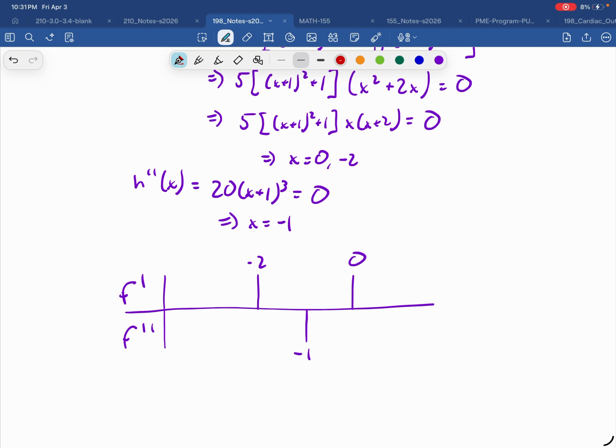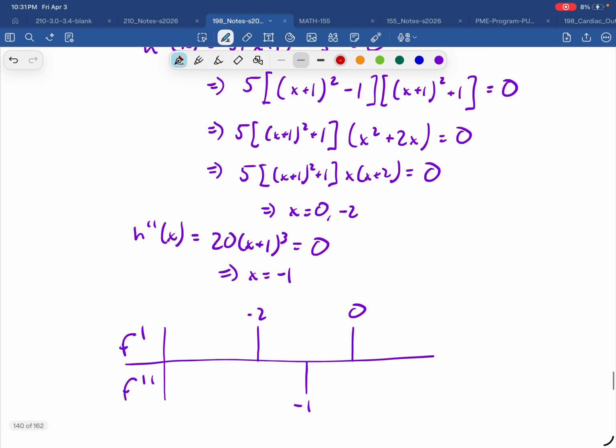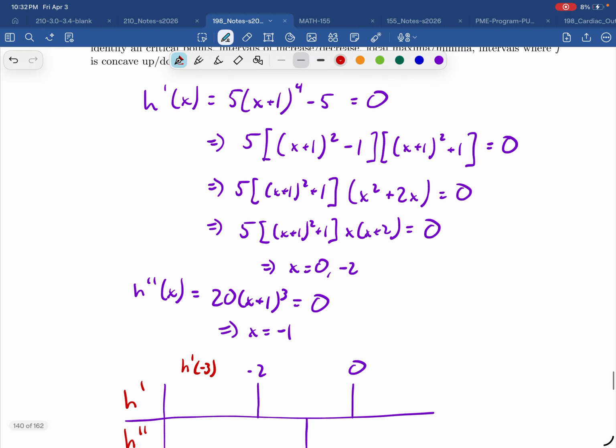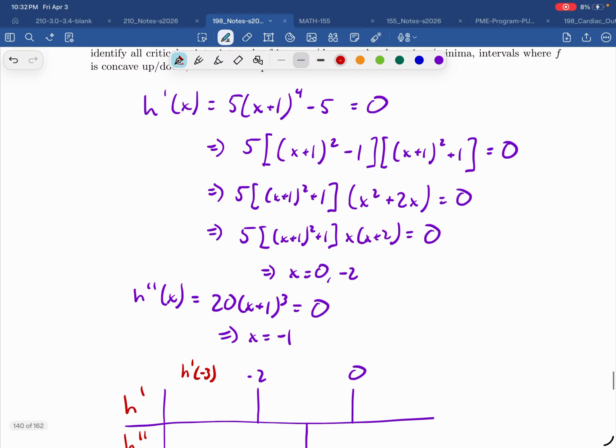All right, and remember, same rules apply. If we're finding intervals of increase, decrease, just plug in one value in this interval, one value in this interval, one value in this interval. So f prime of -3, I should say rather, calling it f and f prime. It's really h. I should call this h prime, h double prime. Anyway, h prime of -3. Well, that's going to be positive, right? Because this is going to be positive. It's going to be a big positive number.